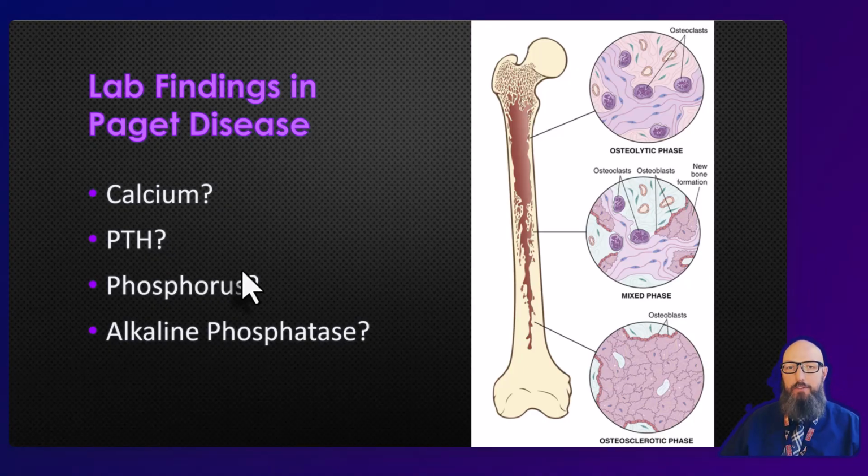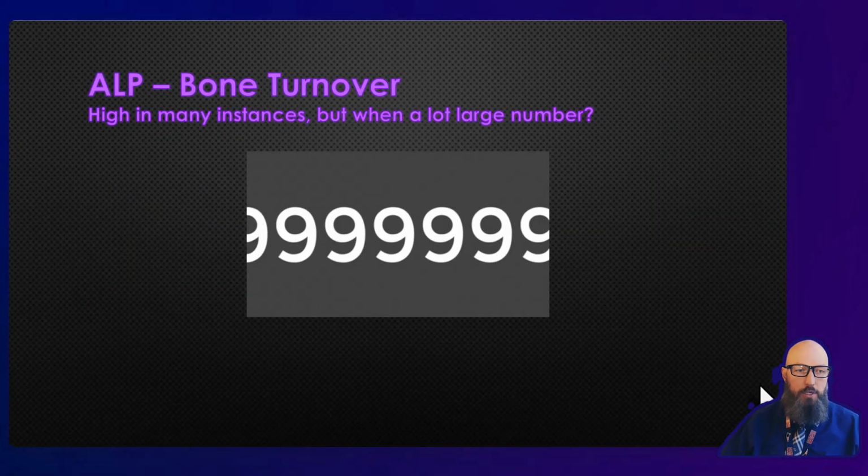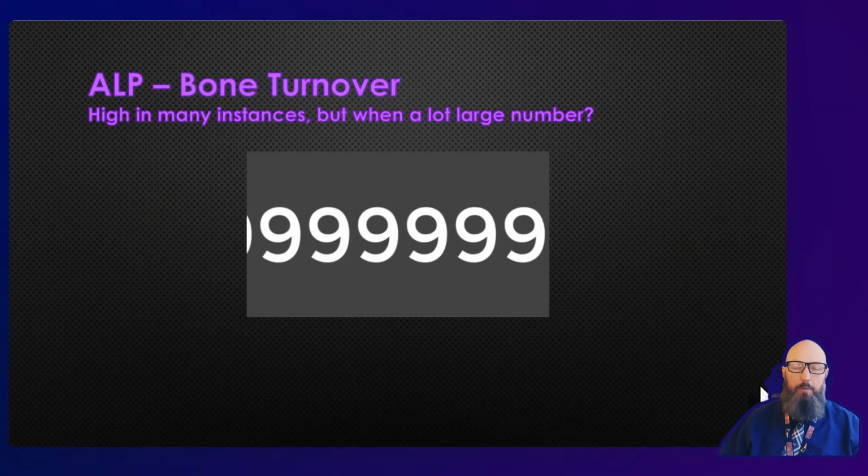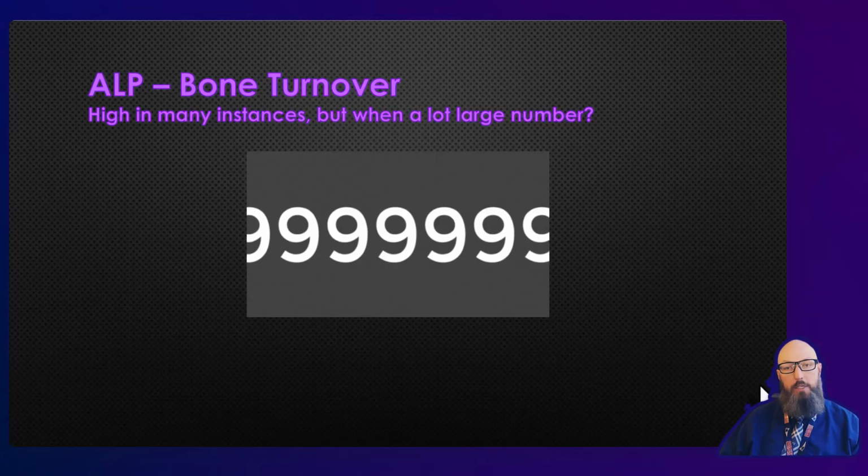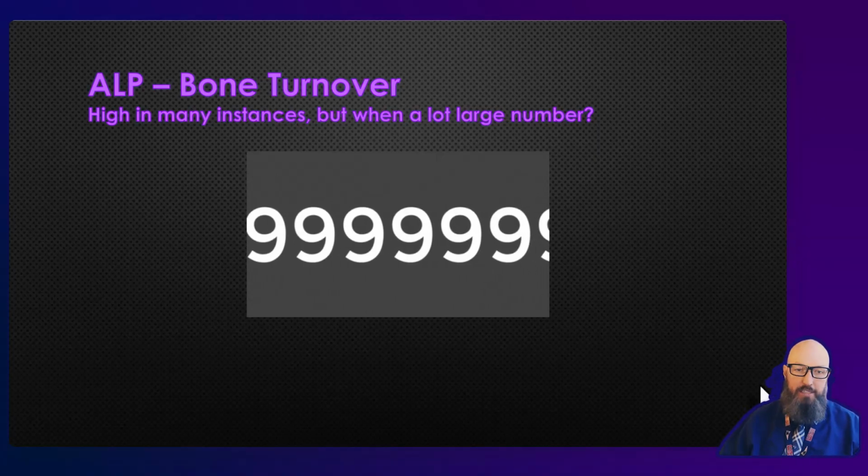And this is the one that I've said at least a couple times already. Remember that high alkaline phosphatase, especially when it's super high and other things are relatively normal, think Paget's disease before all else. Yes, it can be high in other things, but that's the big thing to remember for alkaline phosphatase. And so here's your reminder of that. ALP can be high in many instances, but when it's a really, really huge number, think Paget's disease.